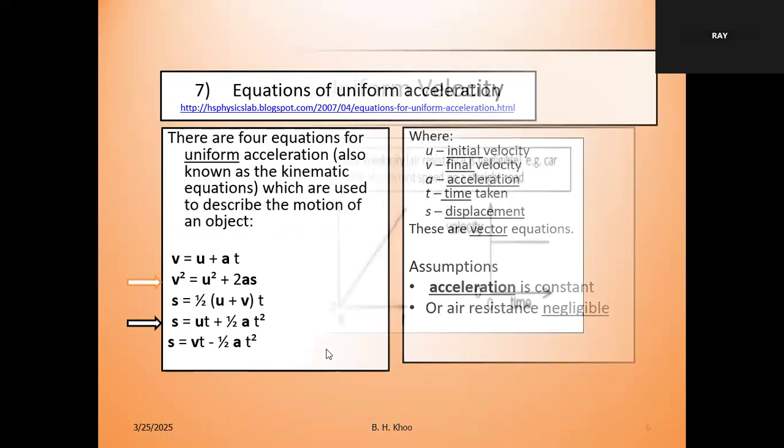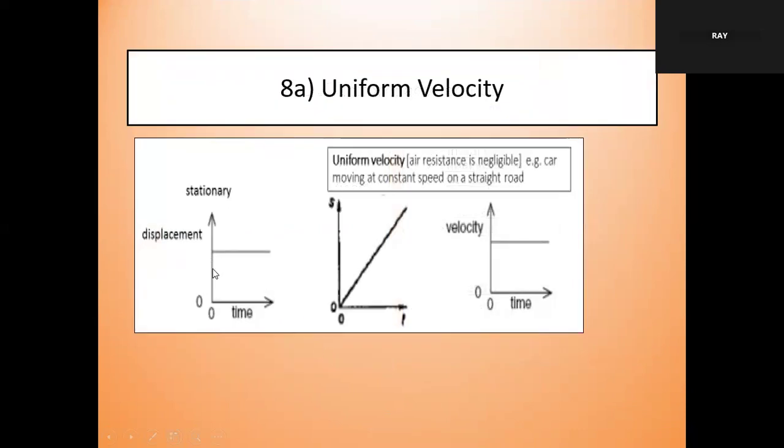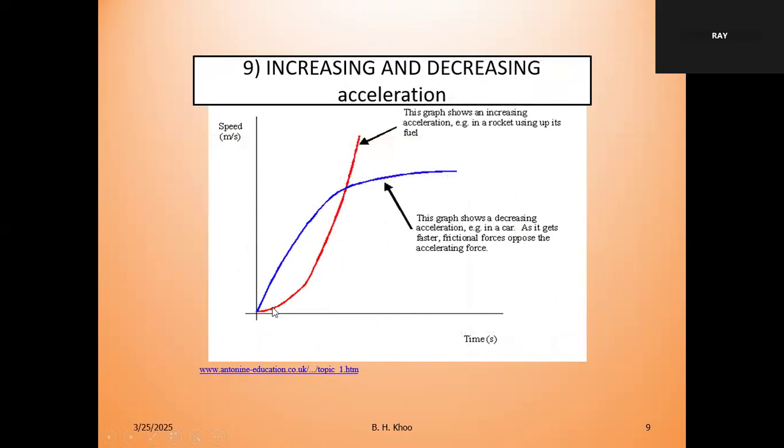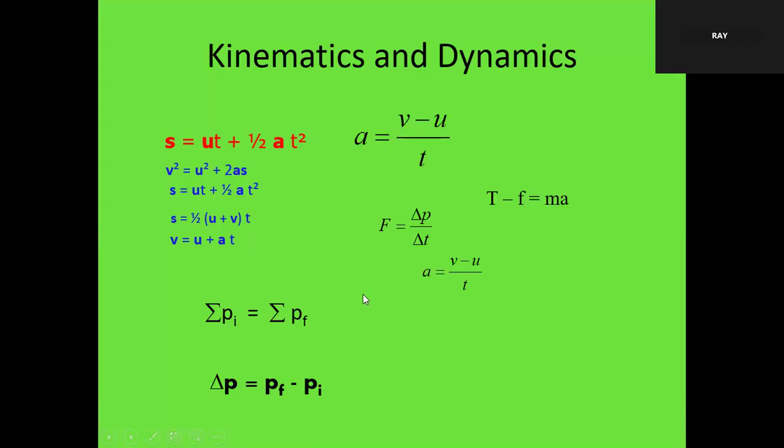Okay, then recognize this one is stationary, uniform velocity, displacement time graph, velocity time graph. Uniform acceleration is a parabola on the displacement time graph, and a straight line on the velocity time graph with constant acceleration. Right? This one is increasing acceleration. This is decreasing acceleration. Right? Not deceleration. The value of acceleration decreases as well. And now this formula you need to know how to use it.